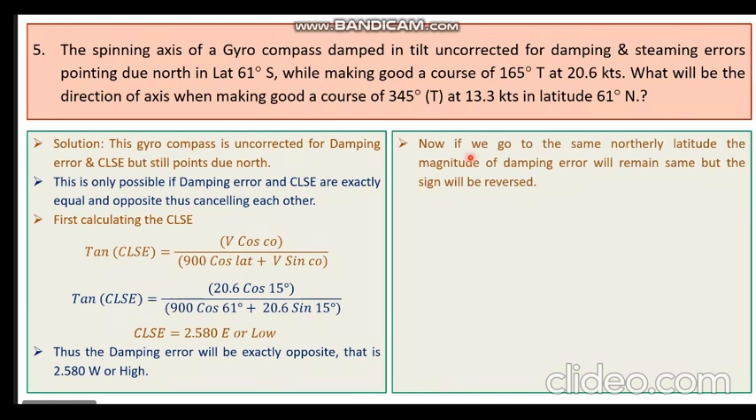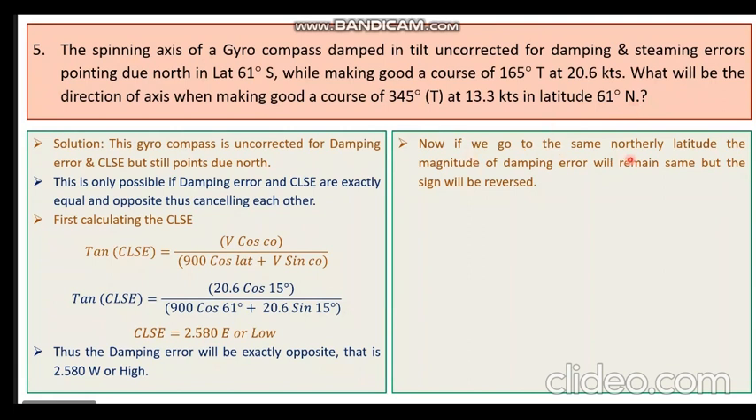Now we want to calculate the gyro error on a course of 345 true at a speed of 13.3 knots in latitude 61 degrees north. In the first case, the latitude was 61 degrees south. In the new situation, the latitude is 61 degrees north.